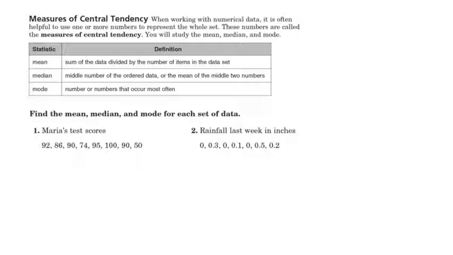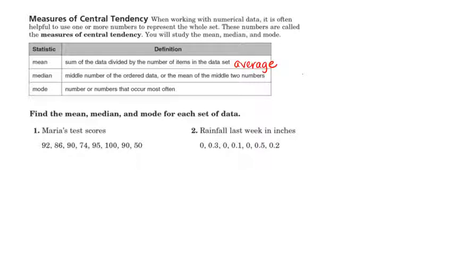I'm sure you've talked about these before, but I want to make sure we can remember what they were. Remember, your mean is the sum of the data divided by the number of items in each data set. We call that the average. Okay, it's another word for average.